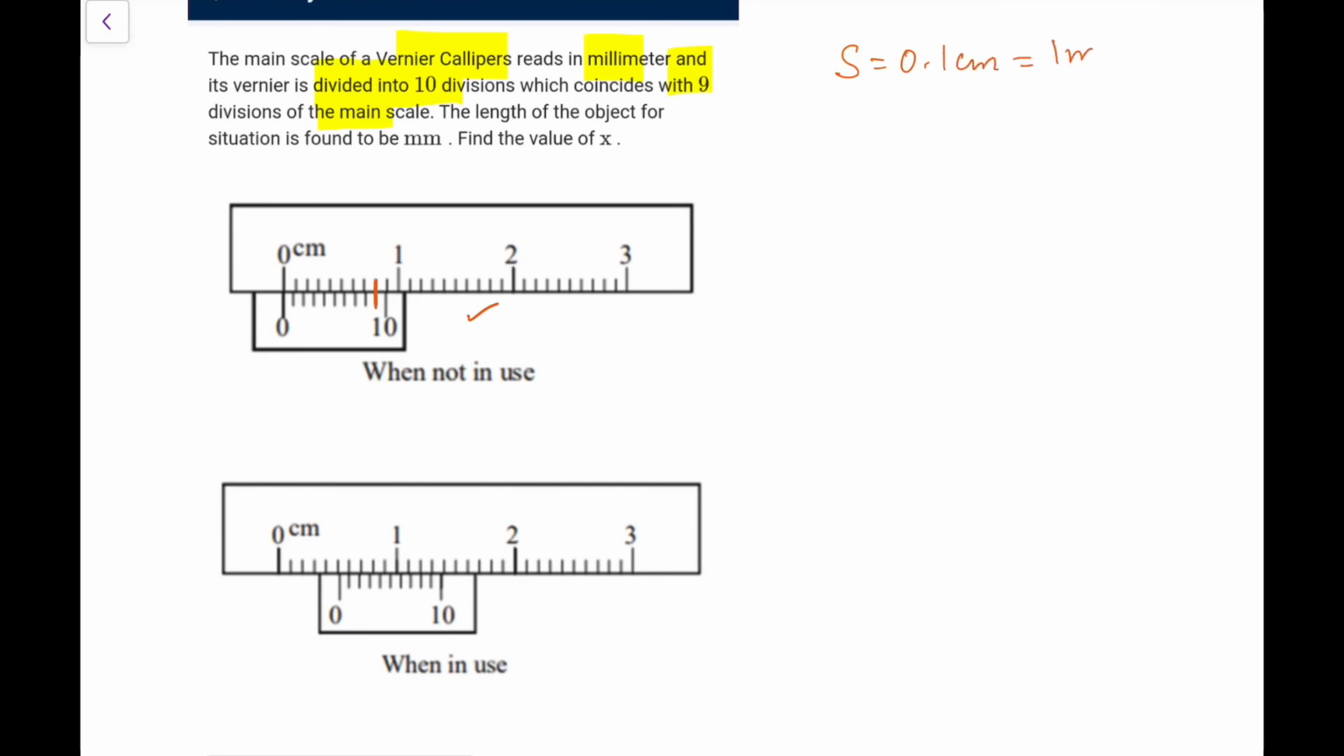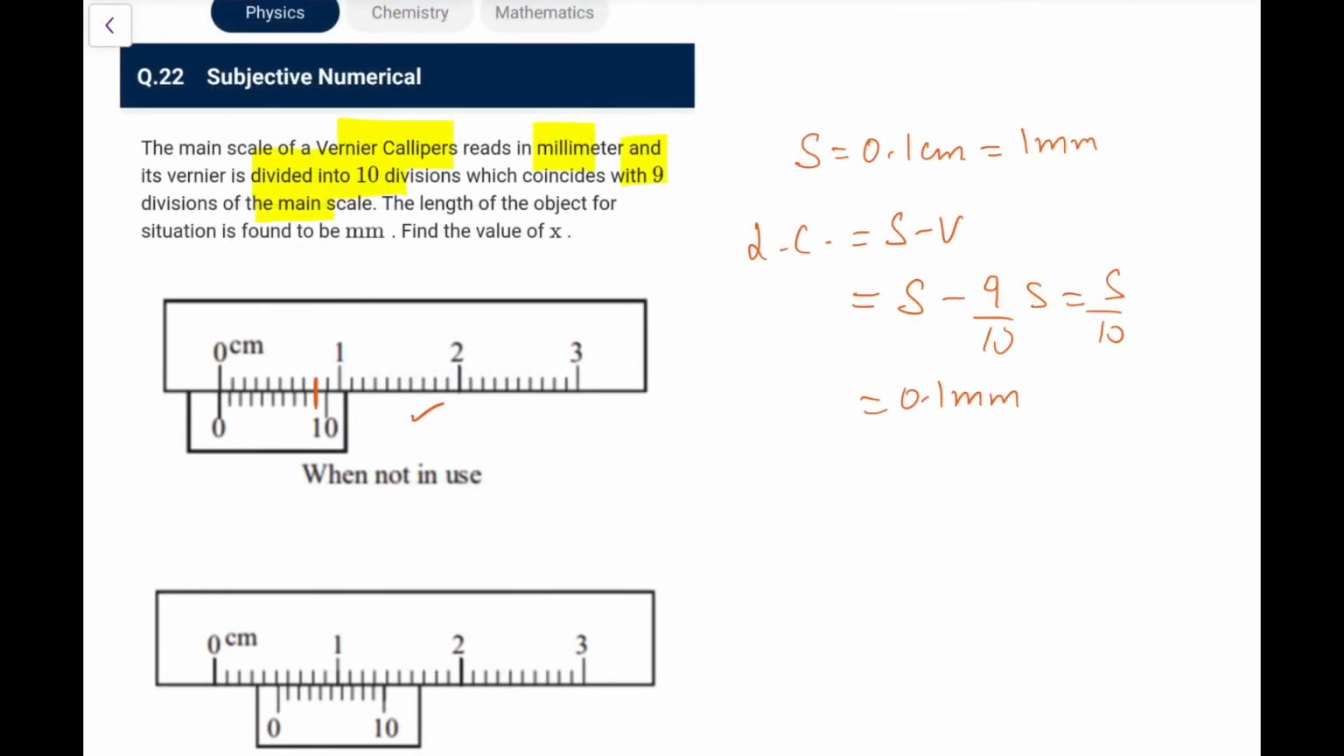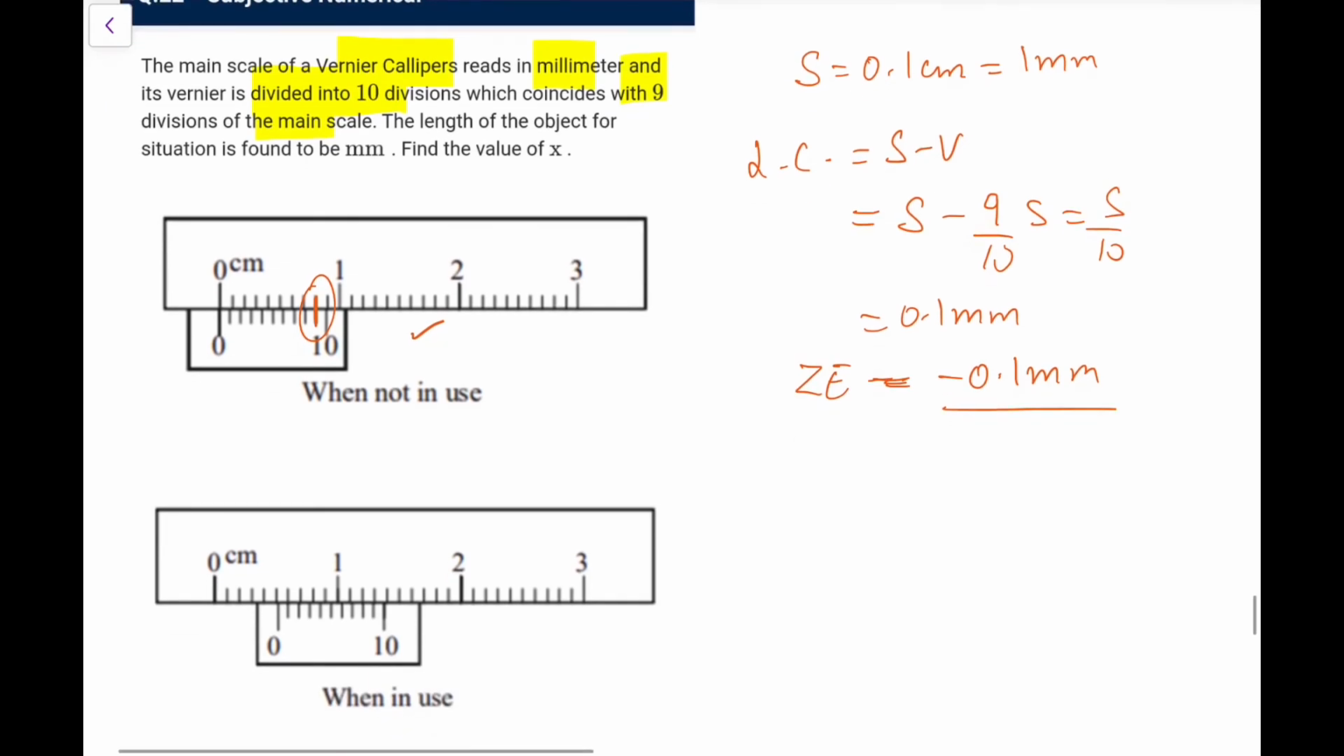First of all, from the data what I can make out is that the least count of the main scale is equal to 0.1 centimeter, or you can say 1 millimeter, and the least count would be s minus v, that is s minus 9 by 10 of s, so that comes out as s by 10 or 0.1 mm. And also because it has a negative zero error, we'll say this 9th division coincides, so error would be 10 minus 9, that would be 0.1 mm only. It won't be 0.9, it would be 0.1.